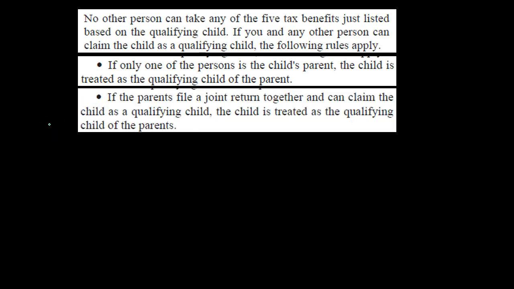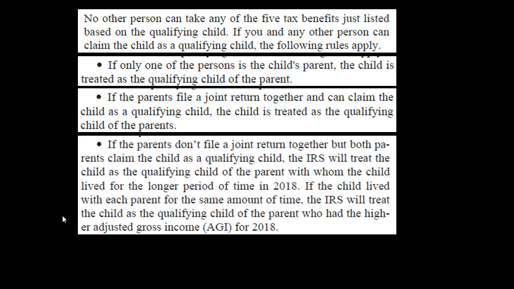Back to the text. If the parents file a joint return together and claim the child as a qualifying child, the child is treated as the child of the parents. So obviously, if you have a qualifying child of married parents, and the child possibly meets all the tests somewhere else, then the two parents filing jointly would be the ones claiming the qualifying child, rather than someone else that might be qualified for it.